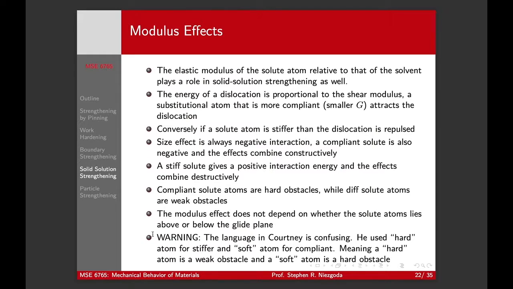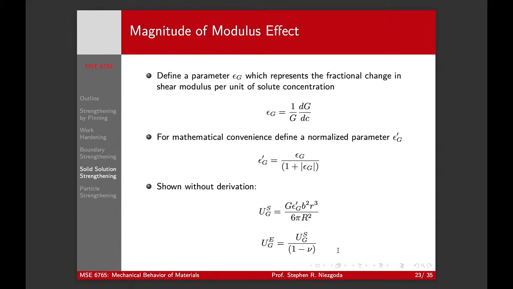Okay. So here's the warning in the reading. The language in Courtney is confusing, right? He uses hard atom to mean stiff and soft atom for compliant, right? Meaning that a hard atom is a weak obstacle and a soft atom is a hard obstacle, right? So that's why I switched it to compliant and stiff, right? So a compliant atom is a hard obstacle, that makes sense. Whereas a soft atom is a hard obstacle. A little confusing. Okay.